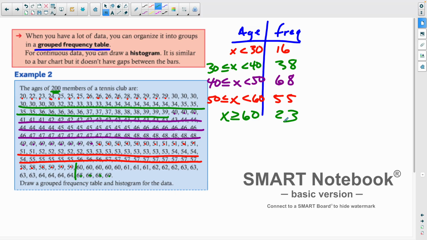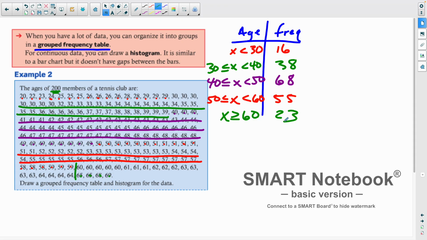I don't know about you, but I like looking at this in that frequency table a whole lot better than just 200 random numbers. All right? I can see a lot more detail about it there. Okay? Is this the only way that we could have grouped them? No, you could have grouped them a lot of different ways. They may even tell you how to group them when they're asking you to graph it. Okay?